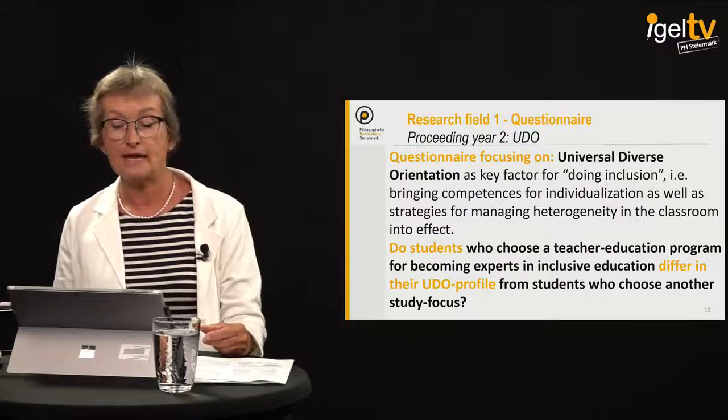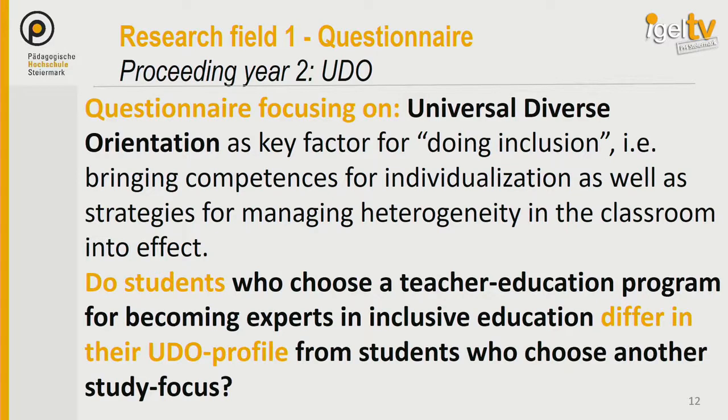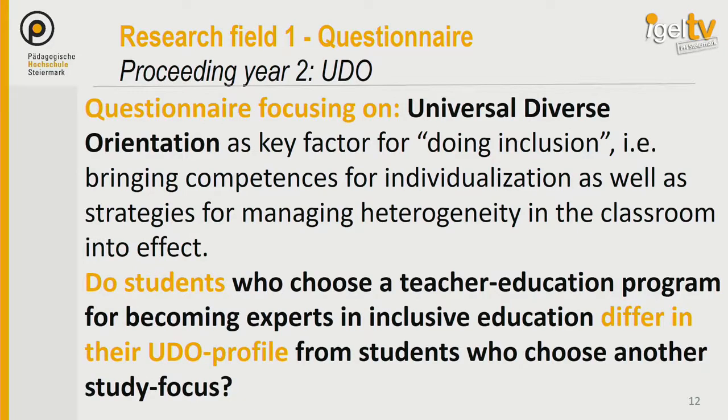And then in year 2, we had the universal diverse orientation, where I already told you a little bit about it. It's called a key factor for doing inclusion, because in an inclusive environment, you always have a heterogeneous environment. And when you are not comfortable within such an environment, you probably will have difficulties with the inclusion principles per se. So bringing competences for individualization as well as strategizing for managing heterogeneity in the classroom does need that comfort with differences. So the question was, do students who chose the inclusive education focus differ in their UDO profile in one way or other?